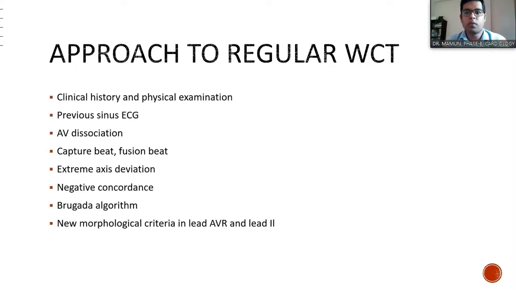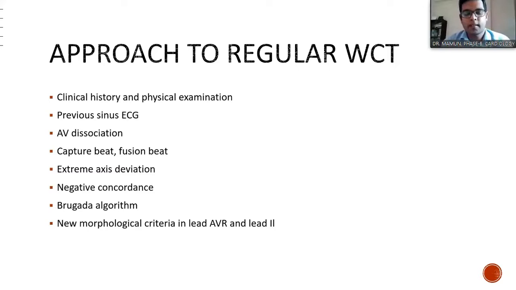Here is the approach to regular wide complex tachycardia that I followed in this case. First, I take some clinical history and physical examination. Clinical history regarding previous myocardial infarction, any ischemic heart disease, congenital heart disease, or valvular heart disease. Examination includes cannon A waves in JVP, and variable intensity of the first heart sound.